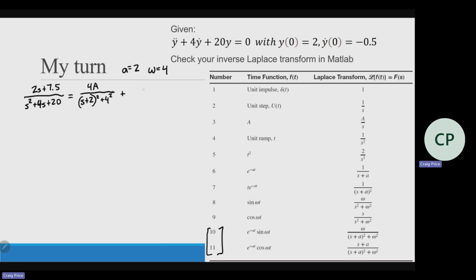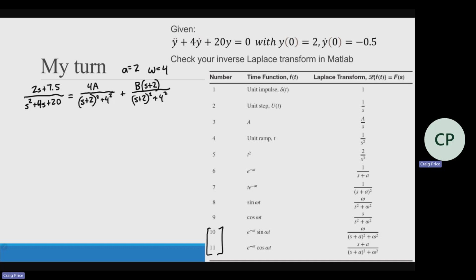And then I'm going to use the line 11 to set that one up. So we're going to have a b times s plus 2 over s plus 2 squared plus 4 squared. And again, because I have it in standard form, these equations actually equal that, right? I have a 16 plus a 4, that makes 20, right? 2 times 2s, I have 4s. So those equations are equal. I just want to set them up exactly based on the table.